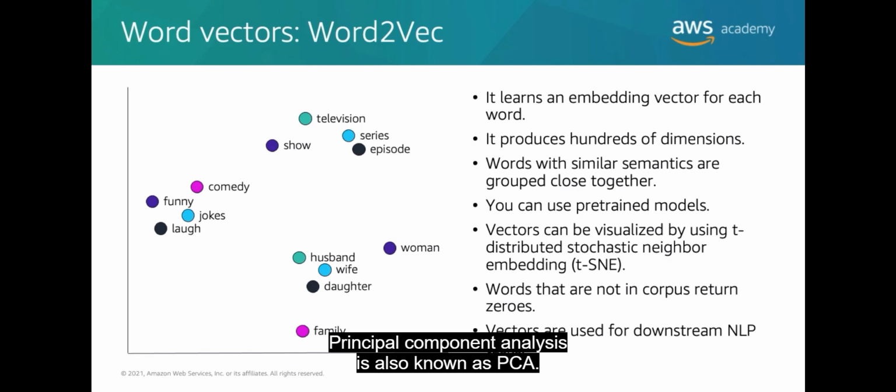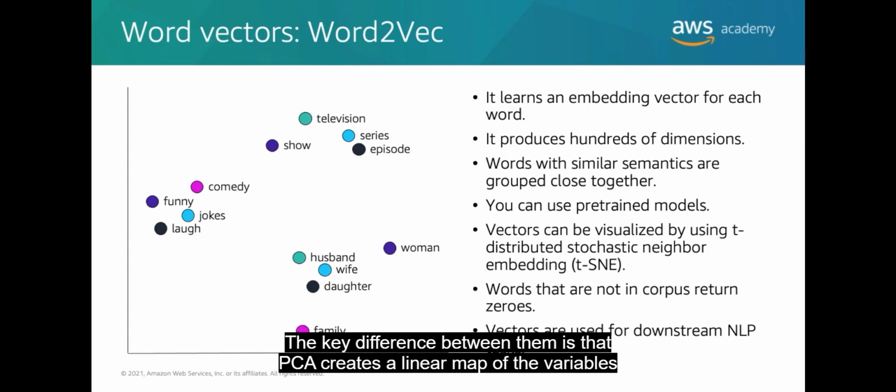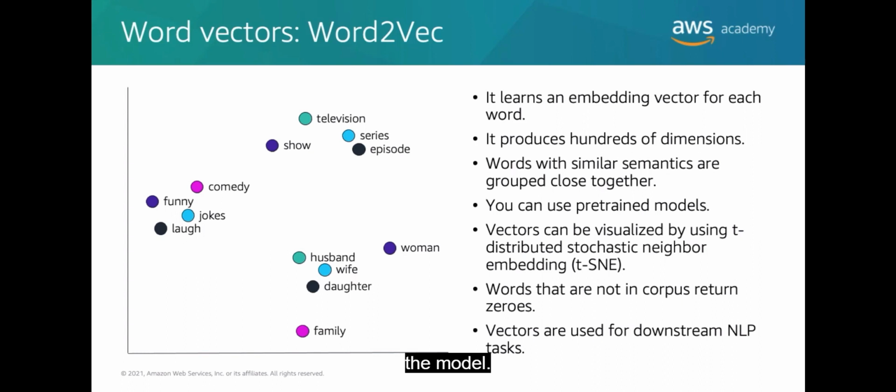Principal component analysis is also known as PCA. It's another method for reducing the number of dimensions. Both the t-SNE and PCA models reduce the number of dimensions. The key difference between them is that PCA creates a linear map of the variables that are in a higher dimension space to a position in a lower dimension space. It only uses the variables that have the greatest impact on the outcome of the model.